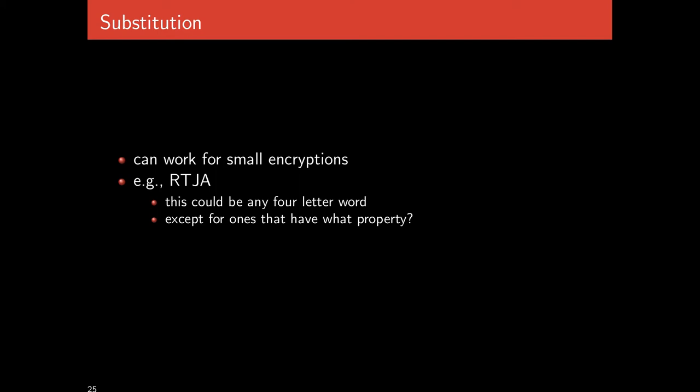For instance, the word RTGJA, this really could just be any four-letter word. Absent any other information, any other words that are encrypted with the same key, it's truly the case that it could be the word east or the word west or any four-letter word except for particular kinds of four-letter words. So what property would the word have for RTJA to be a valid encryption of it, given that we're using this particular cipher? Again, I encourage you to pause and give that a moment's thought and move on to the answer.